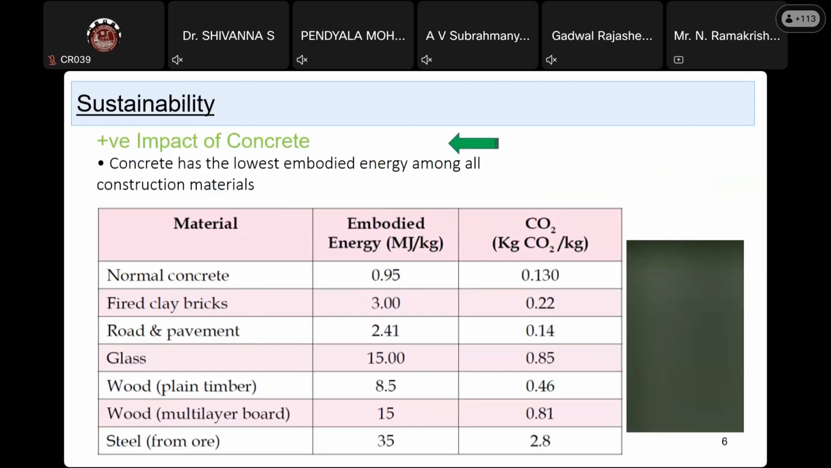Let me show you in the subsequent slides what we mean by life cycle assessment, what the different phases of energy consumption are, and how much carbon dioxide emission is happening. These two points are very important when you talk about sustainability: the embedded energy required for the whole process, from start to end, until you put it in use, and how much carbon dioxide is emitted. On that basis, we are going to define it. So this is the positive impact of the concrete.